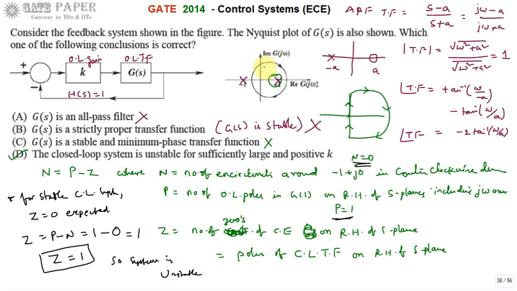If it has an encirclement like this, and the encirclement is in the counterclockwise direction, then the closed loop system is stable. Remember that. So for the given Nyquist plot, the system is unstable as it has one closed loop zero present on the right half of S plane. So the right option for this question is D. Thank you.